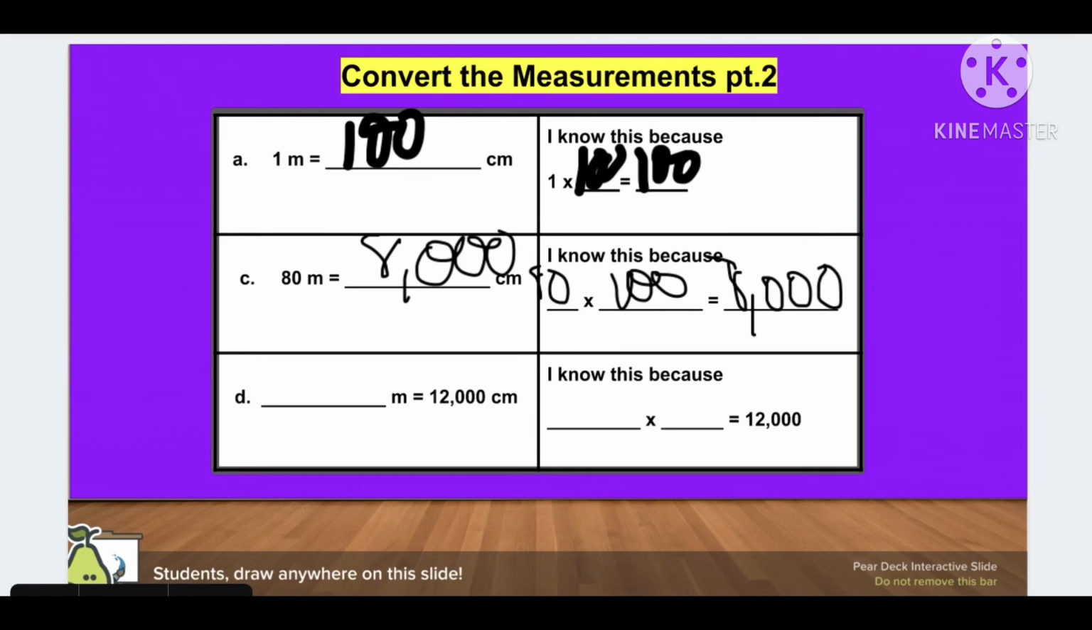All right, you guys. So now let's try this last one. Same as before, we have a blank first. Blank meters equals 12,000 centimeters. All right, guys. Again, let's think about what we know. Here's a sentence starter for you. I know that there are blank centimeters in 1 meter. Can you fill in that blank for me?